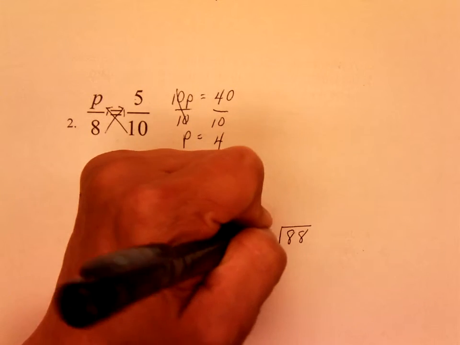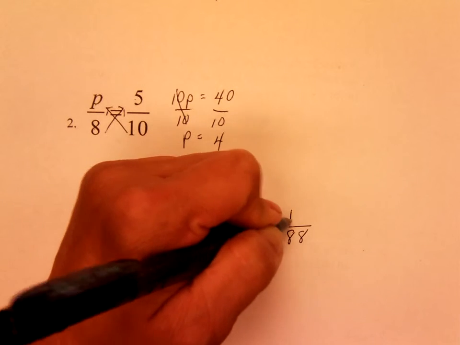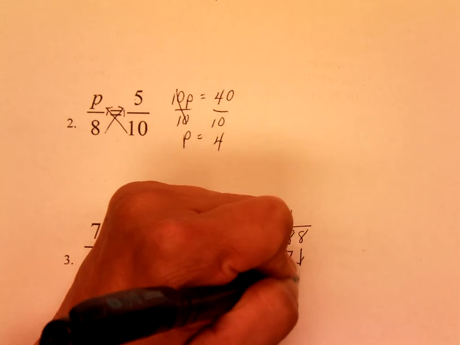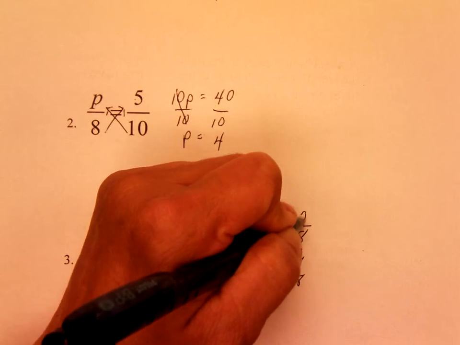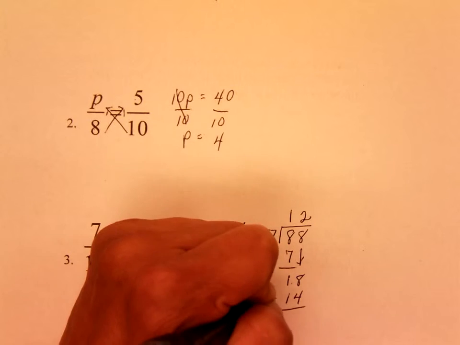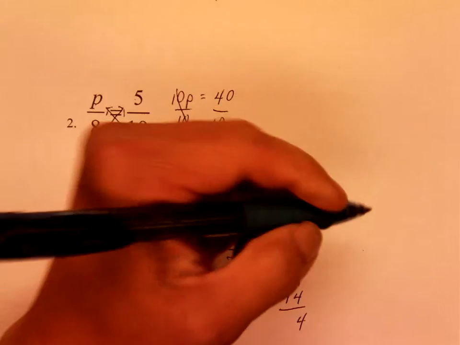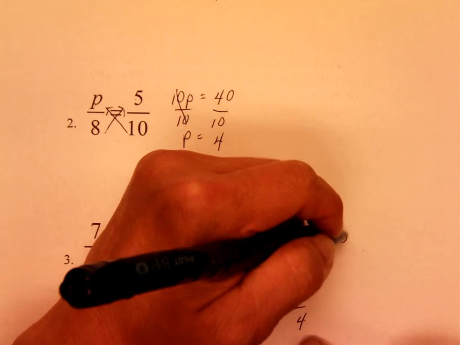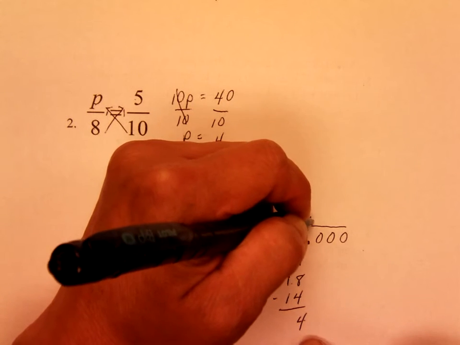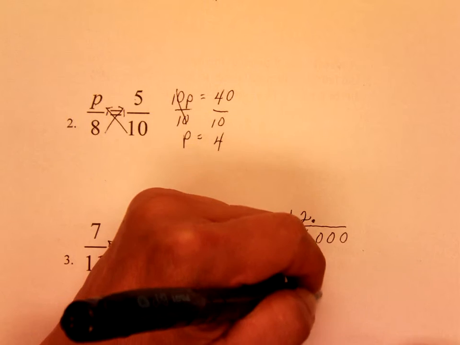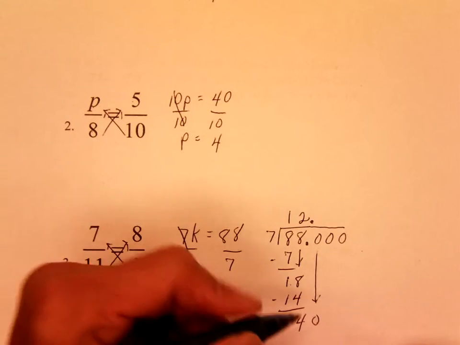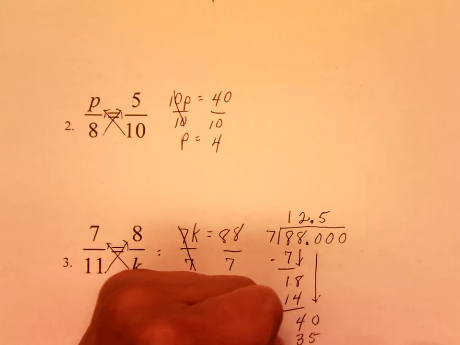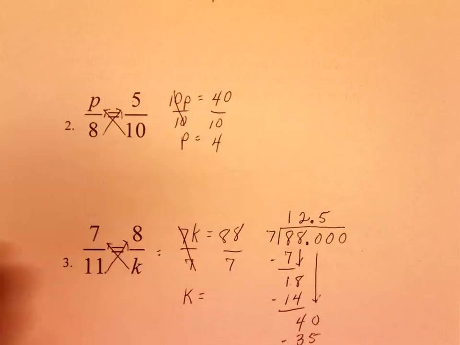88 divided by 7. 7 goes into 8 once. Subtract, and I get 1. Bring down the 8. 7 goes into 18 twice, which is 14. Subtract, and you get a 4. Now you have a remainder, so that means you have to put a decimal and add 3 zeros. And bring that decimal straight up. Bring down the 0. 7 goes into 40 5 times, which is 35. Subtract, and you get 5.